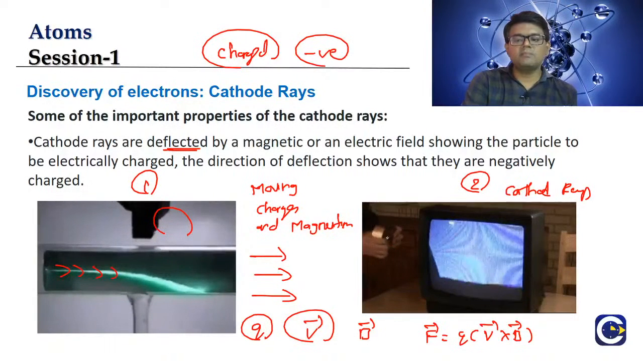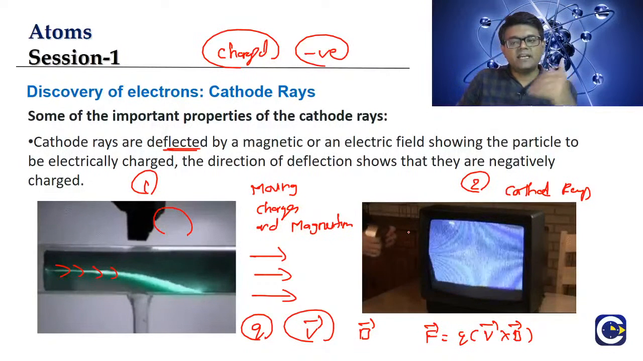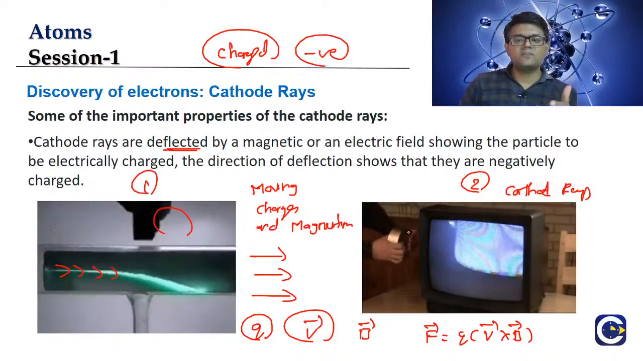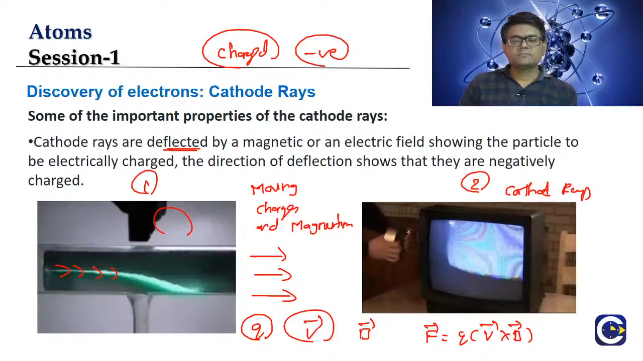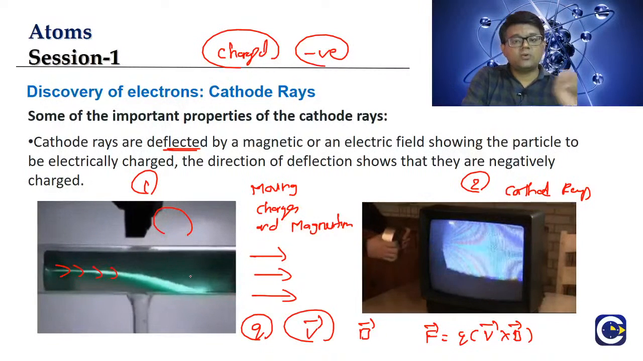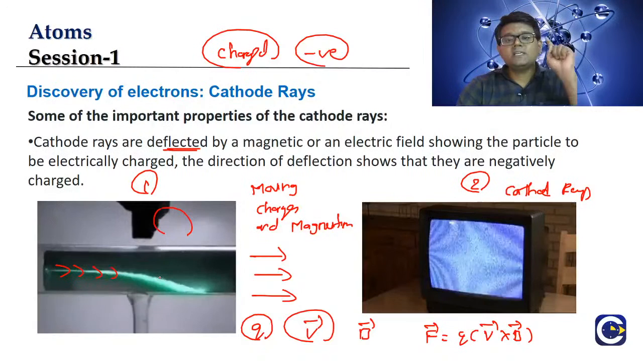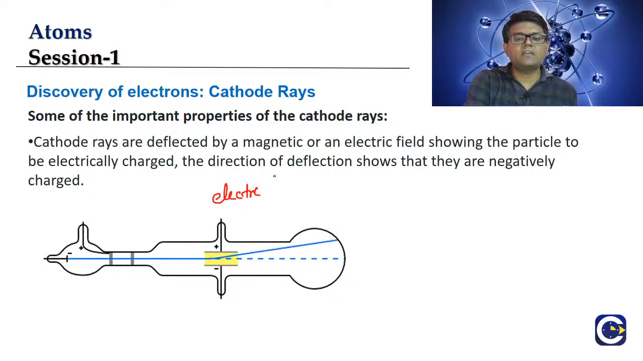So you can see, if you bring any strong magnet close to the TV, what is happening? The entire picture is getting deflected. It is because of what? It is because of the deflection of the cathode rays by the magnetic field. And this is happening in the case of the cathode rays also. Means what? These must be charged particles. And the same thing is also verified. So when we set up an electric field, again it is observed that these cathode rays are getting deflected by the electric field.